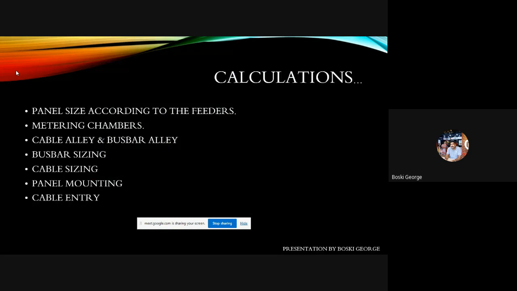The calculations that we are going to cover are the size of the feeders according to the current rating. So the selection of switchgear will come, whether it is MCCB, ACB, VCB, or simply MCB. As per the switchgear, we select the size of the feeders first, and then the size of the panels. Then the metering chambers, the size of the metering chambers, and cable LA and busbar LA. The size of the busbar defines the size of the busbar LA and cable LA. Then cable sizing, panel mounting, how the panel is mounted, and the cable entry. If it is from the bottom, where should the busbar LA be placed, and if it is from the top, what changes are to be considered while designing these panels. All these things are the calculations that we will cover in PCC panels, power control center panels.